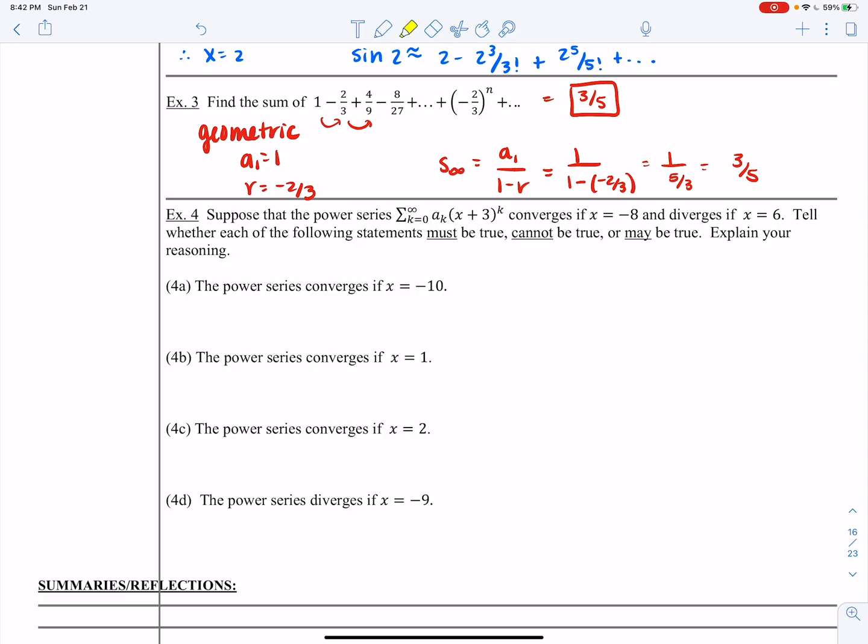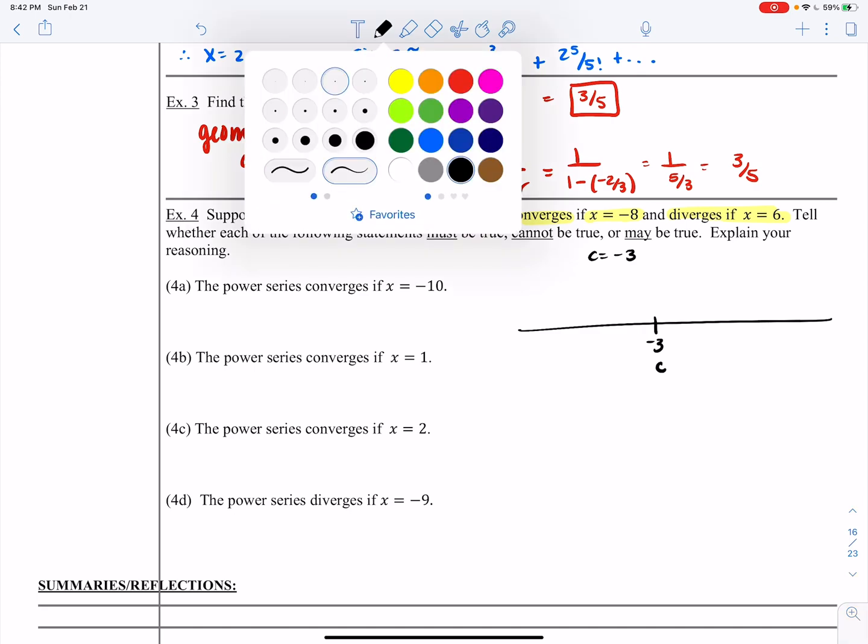Suppose that the power series, sum of a sub k, x plus 3 to the k, converges if x equals negative 8 and diverges if x equals 6. Now, what I'd encourage you to do in a situation like this is to draw a number line. Okay? We know that the center is negative 3. How do I know that? You guys see that plus 3? That means it's gone left 3 units. So I'm going to start with the idea that the center is negative 3. Now, they didn't tell you what the radius was. They didn't tell you what the interval of convergence is. All you know is this.